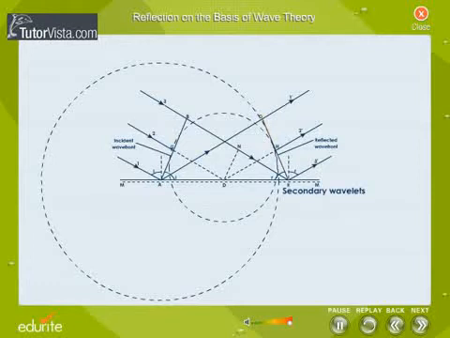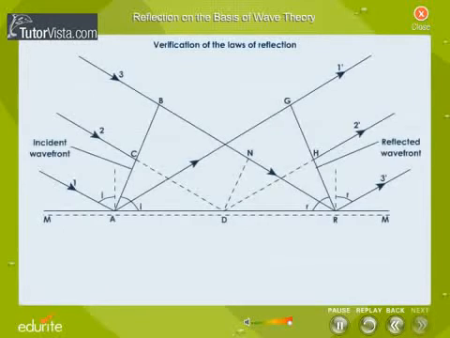Now the tangent to all secondary wavelets gives the reflected wavefront. RG represents the reflected wavefront. Now let's prove the first law of reflection.